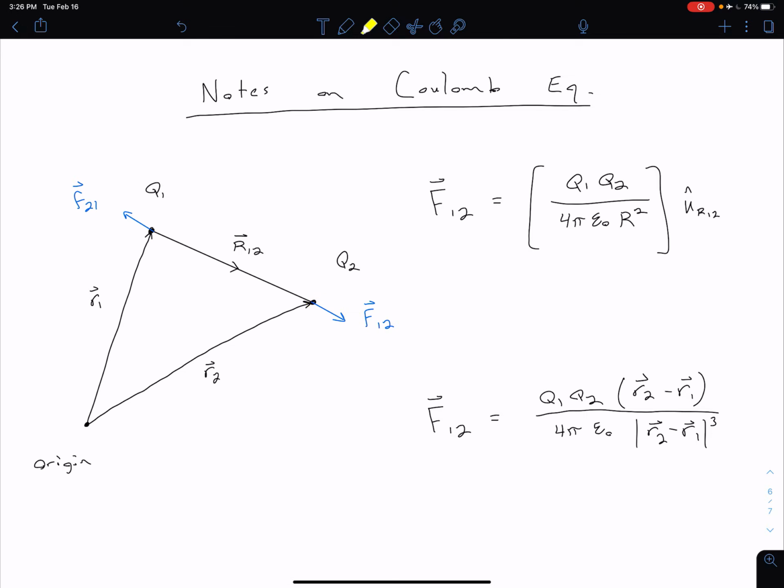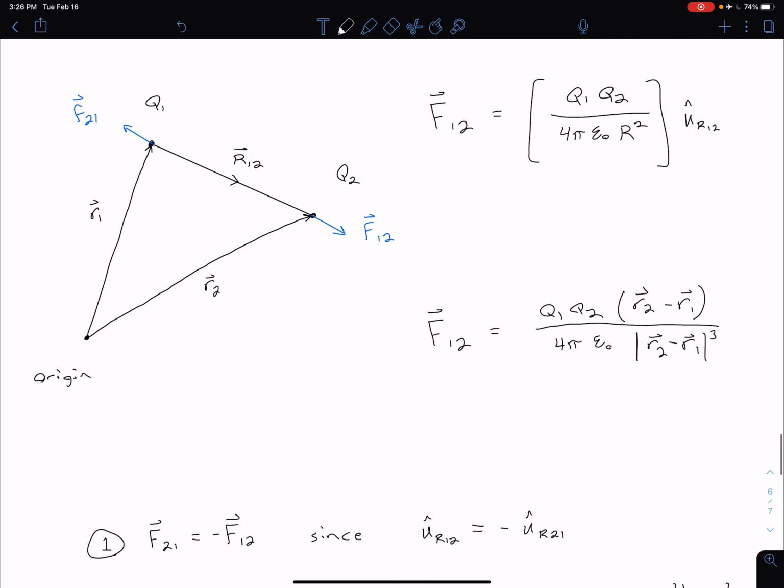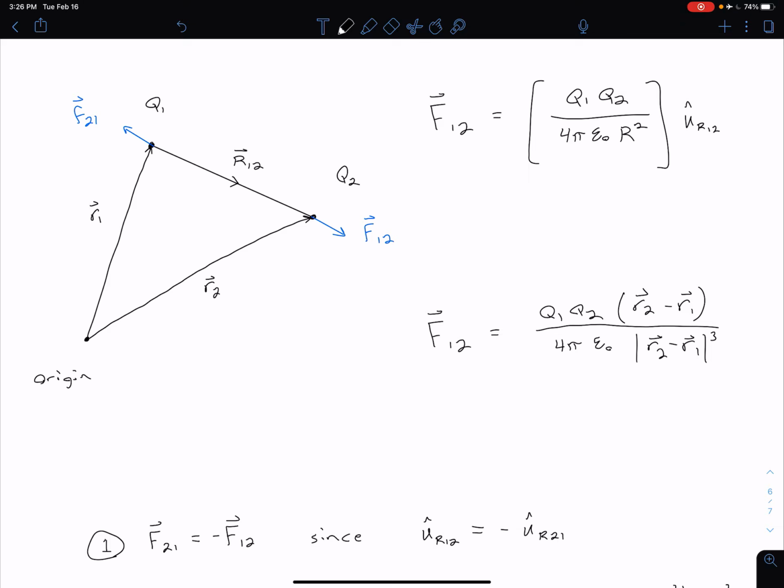We were looking at our force sub 1, 2, which we said is the force on Q2 due to Q1. So the first note that we want to make is that the force on Q1 due to Q2, which we write as F sub 2, 1, is equal to negative F sub 1, 2. So our force on Q1 due to Q2 is in the opposite direction of the force on Q2 due to Q1. And the reason for that is because the unit vectors are in the opposite direction. We'll come back to another point on that.